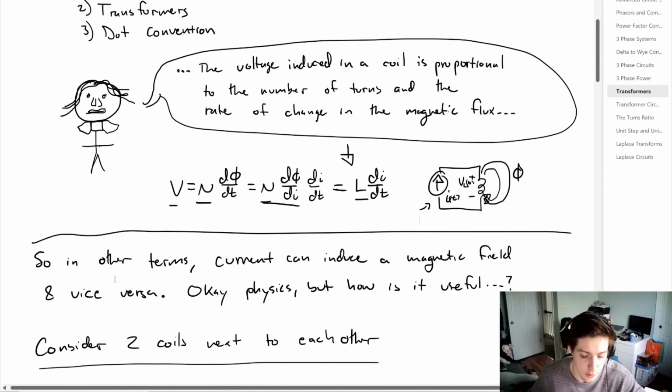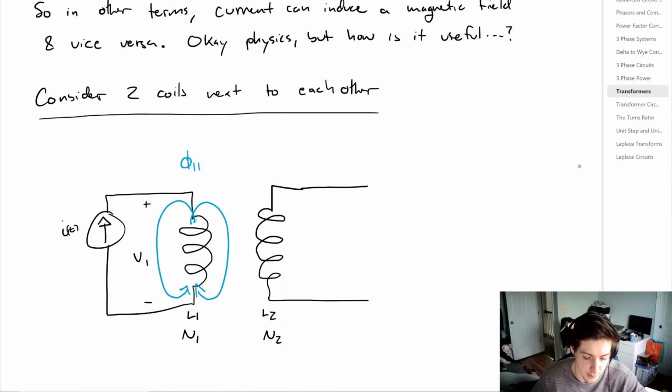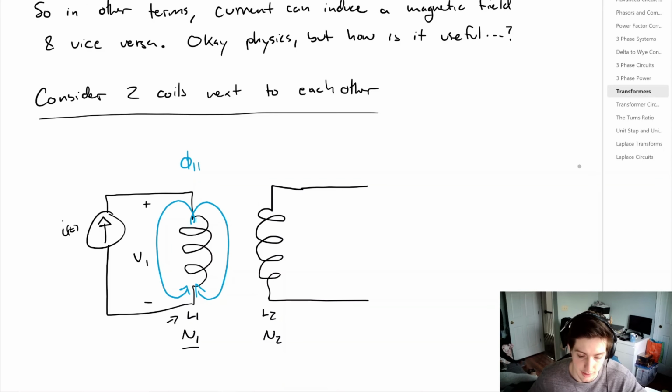Well, let's consider two coils next to each other. So if we have some current that's changing with time, we have this coil of wire with N1 amount of turns and inductance L1, we know that we're going to produce some field φ11, and we're going to have some voltage V1. Now, if these coils are pretty far apart, we don't really have to concern ourselves with much, but if they're pretty close such that this second coil is meaningfully in the way of the magnetic field produced in the first coil, and that's a real blanket statement to say meaningfully in the way.